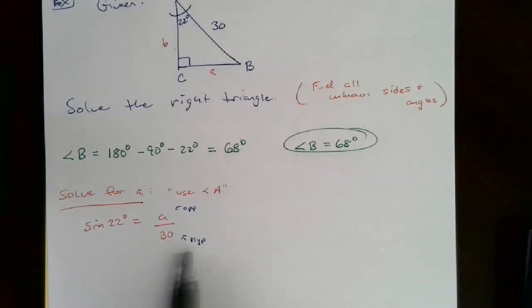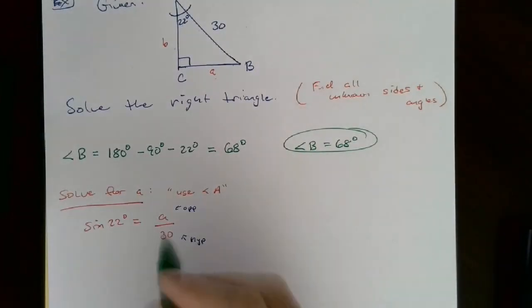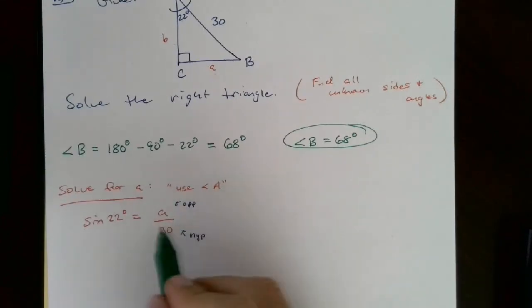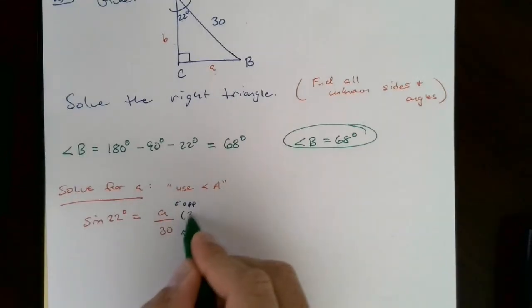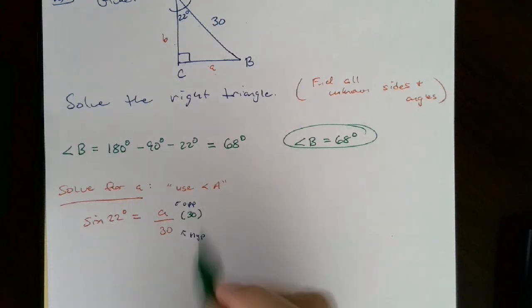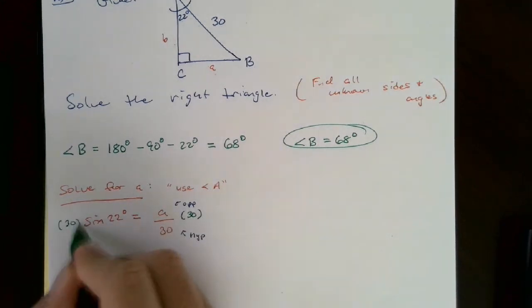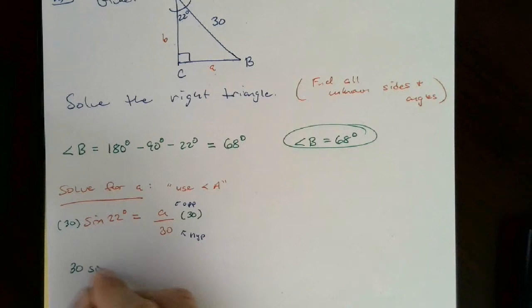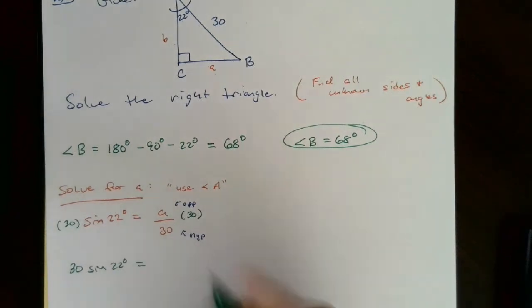And now I want to solve this for lowercase a. Well, the way you solve this is you actually solve this for any variable. If you have division, you solve by multiplying by whatever you're dividing by. So I'm going to multiply by 30 to each side. So I end up with 30 sine of 22 degrees equals lowercase a. Now that's the exact answer.